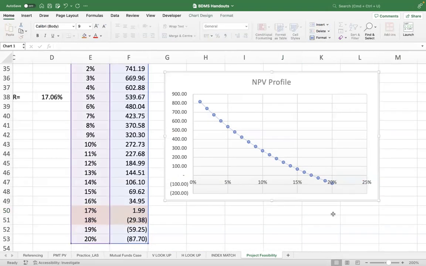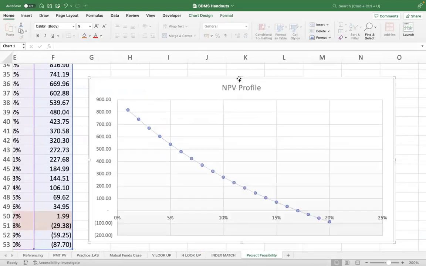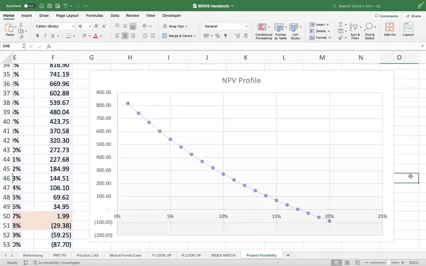Now, if you look at this graph carefully, please look at this graph carefully, you will see that somewhere between 15 and 20%, it is intersecting with the x-axis. That point is called as IRR, internal rate of return. So जब तक आपका IRR आपके cost of capital से ज्यादा है, you will lie in the positive NPV zone. But the moment your cost of capital exceeds IRR, you will fall in the negative NPV zone. That is what you saw in the table also.